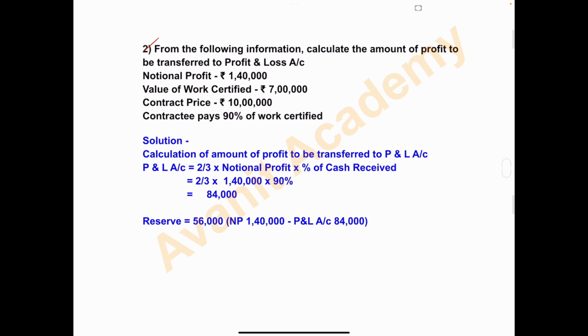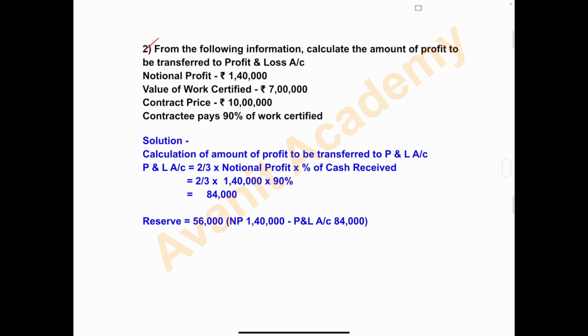We'll see what information they have provided here. Notional profit is rupees 1,40,000. Value of work certified rupees 7 lakh. Contract price is 10 lakh and the contractee pays 90% of work certified.